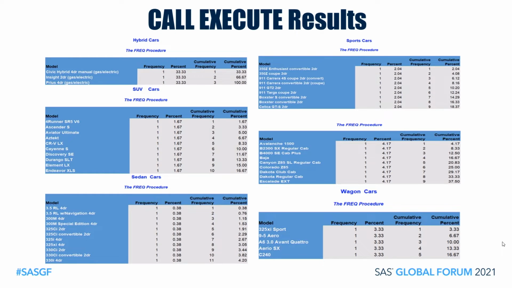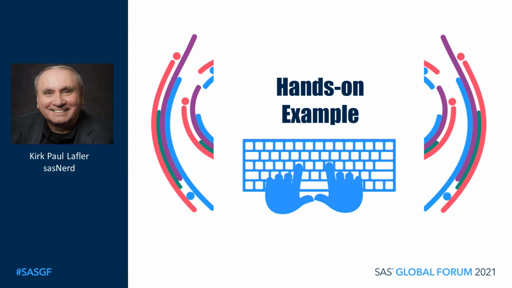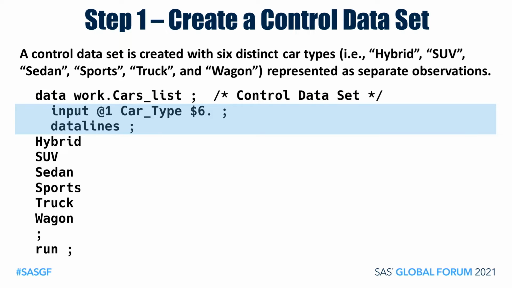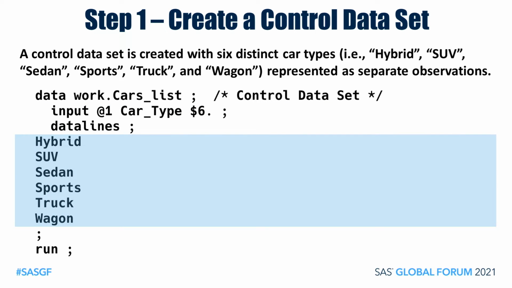In our first example, we're going to use call execute to produce Excel spreadsheet results. Shown in this image, we see six distinct Excel spreadsheet results. Now let's take a look at the hands-on code for this example. Step one will be to create a control data set. We're going to do it in the data step, and our data statement is going to create a temporary cars list control data set. We'll then input the six distinct car types using an in-stream data approach. Those six distinct car types are hybrid, SUV, sedan, sports, truck, and wagon.